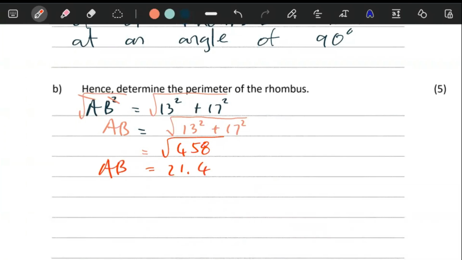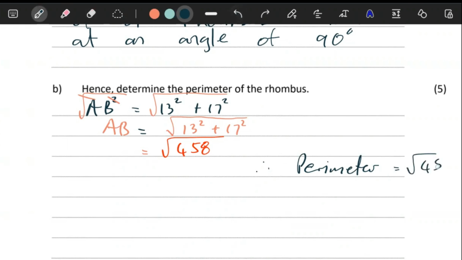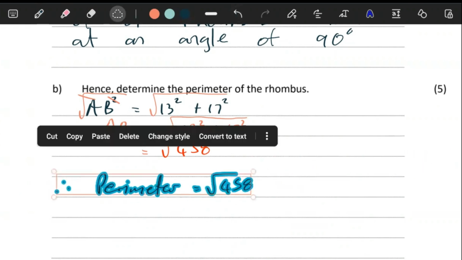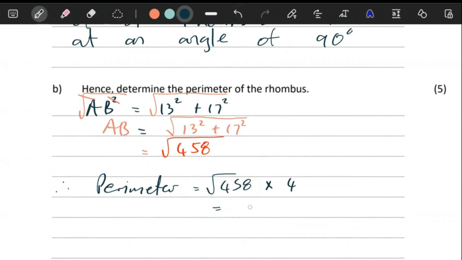But now you have to say, therefore, perimeter. Well, let's just use the unrounded values. So square root of 458 times 4. Let's do this times the 4. It's just going to be 4 square root of 458. This multiplied by 4 to 1 decimal place is going to be 85.6. There we go. So our question, not too bad, not too shabby.